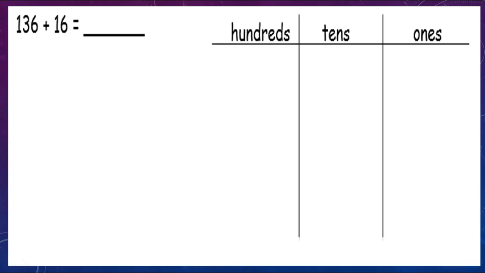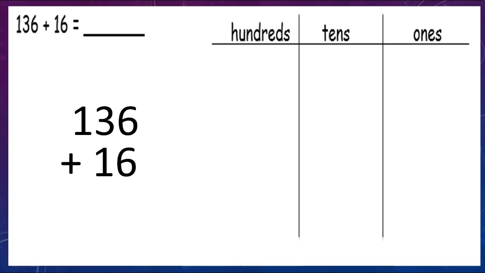Alright, so did you line your ones up and your tens? I hope so. Let's add: 6 plus 6 is 12. Bring the 1 over to the tens place. What's 3 plus 1? Plus 1 more. 5, and we bring down the 1.